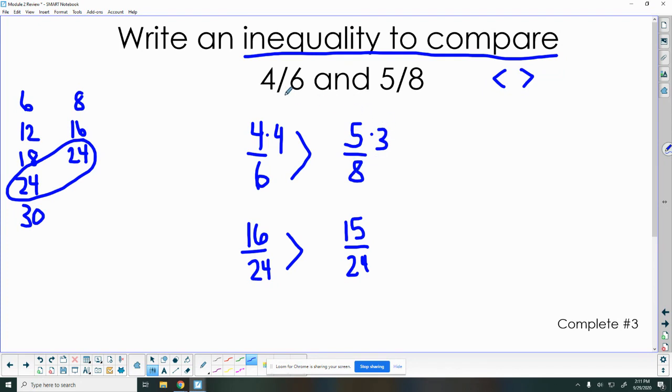So when we're comparing fractions, we want to make common denominators with our least common multiple. See how many times the denominator went into the numerator. Do the same thing to the numerator. So go ahead and pause the video and try number 3.